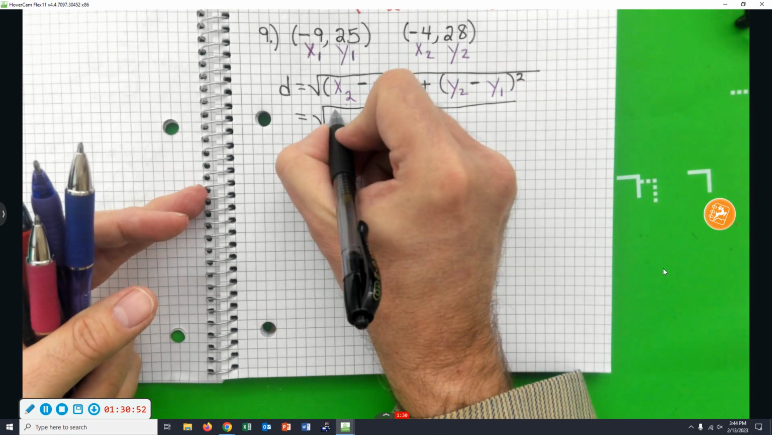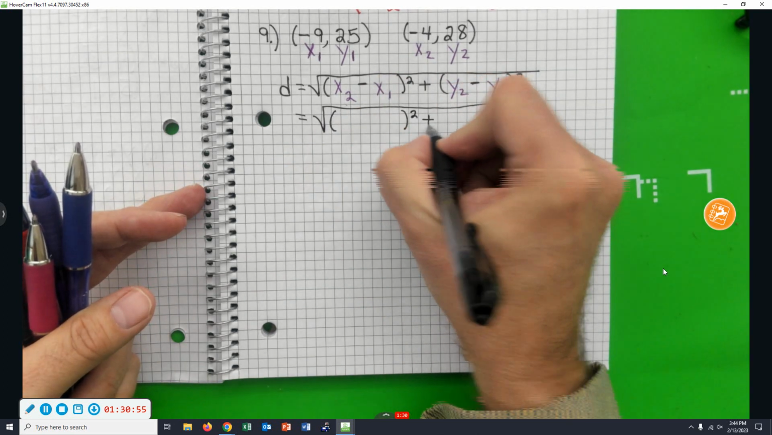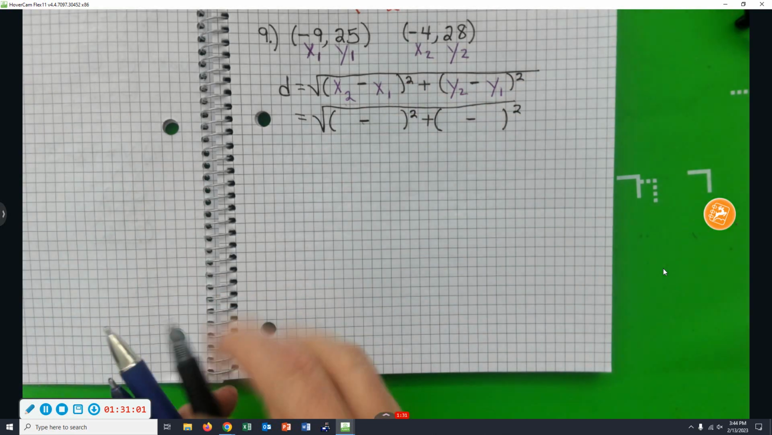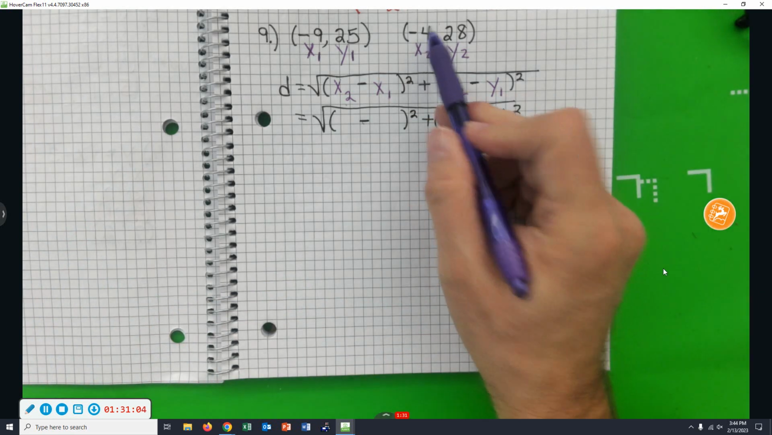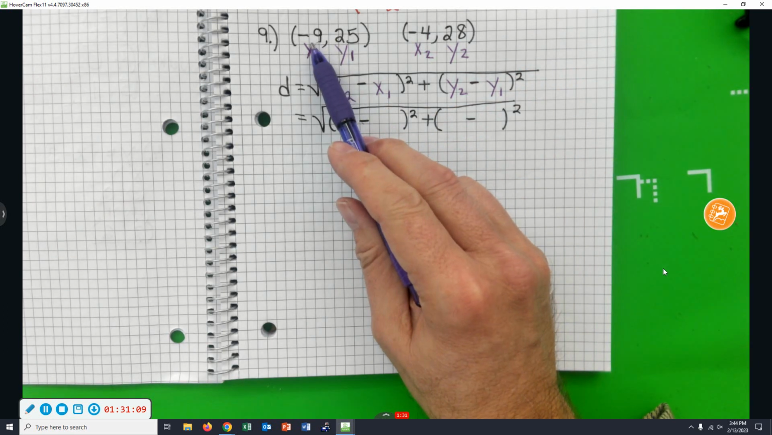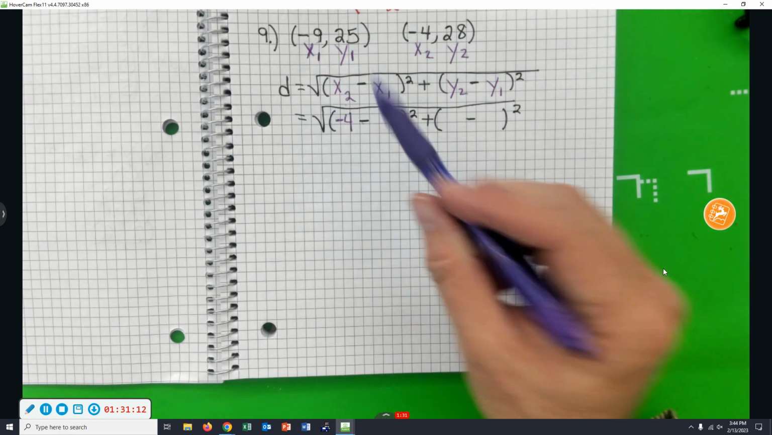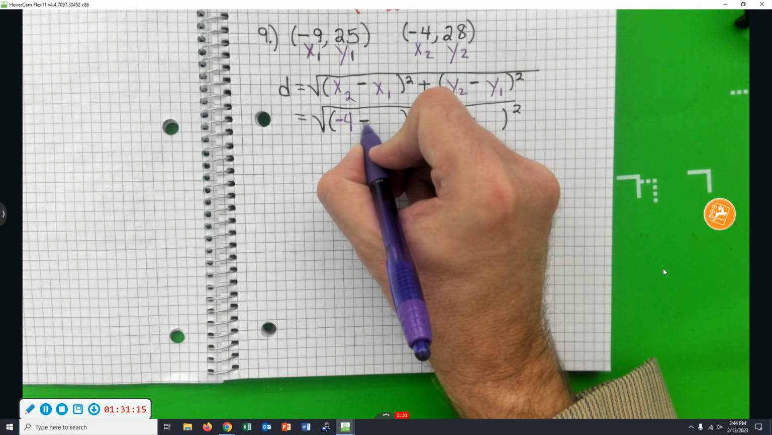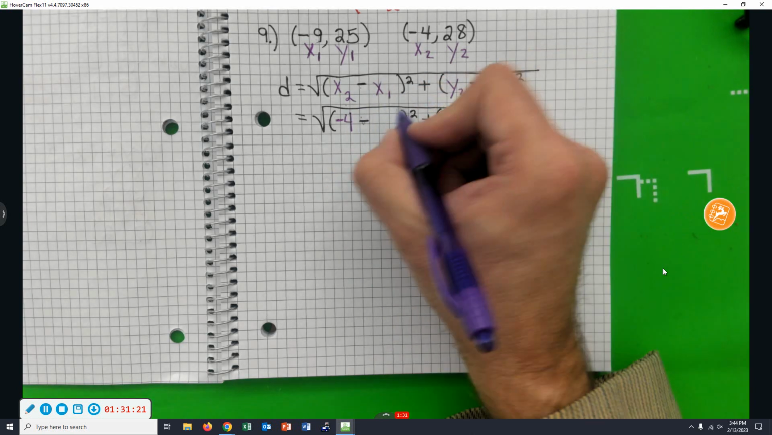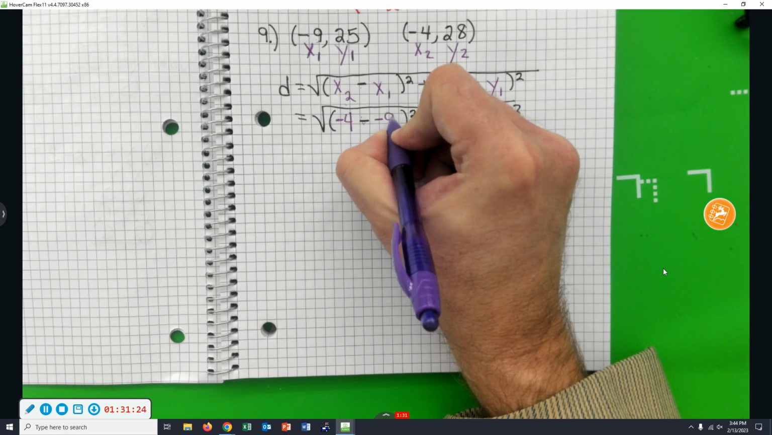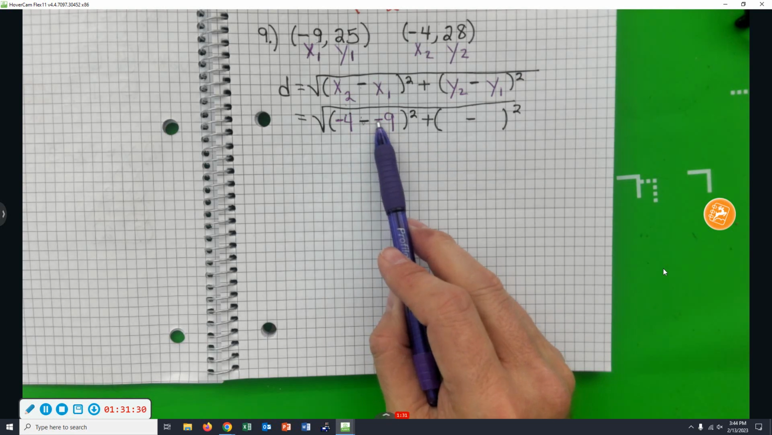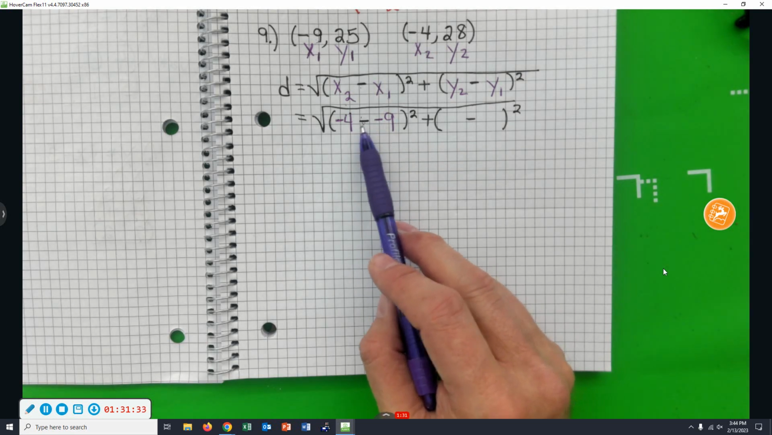Why am I saying that? Oh, my lines are starting to get wobbly. I guess I'm writing too long. Okay, so x2 is -4. x1 is -9. When I plug a -9 in here, watch out. The black minus is from the formula, and this is a purple -9. What's happening right here? It's going to turn into a positive. Minus and negative is a plus.